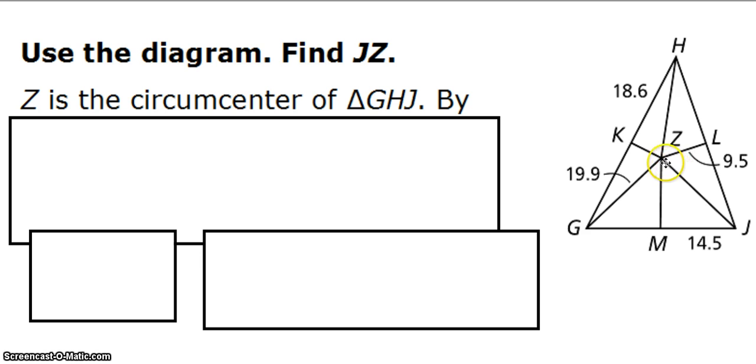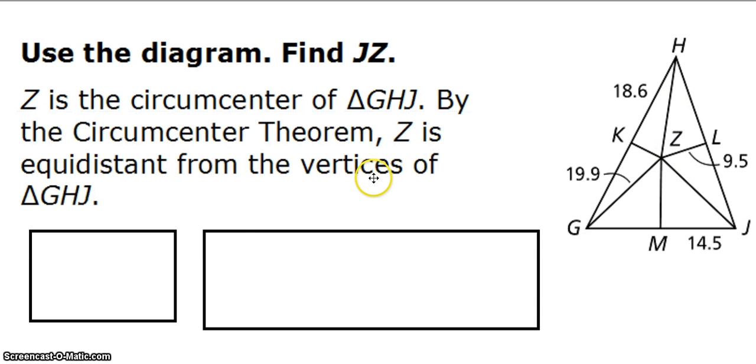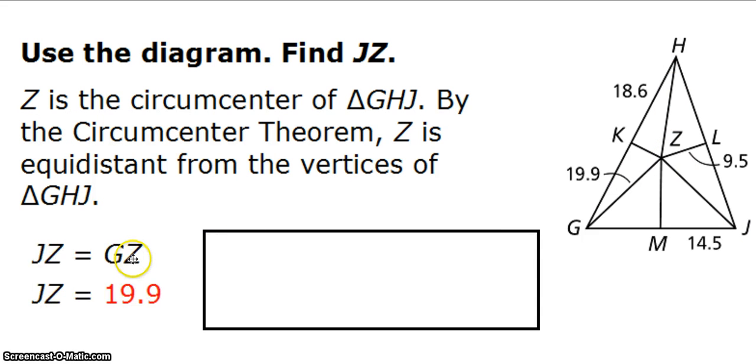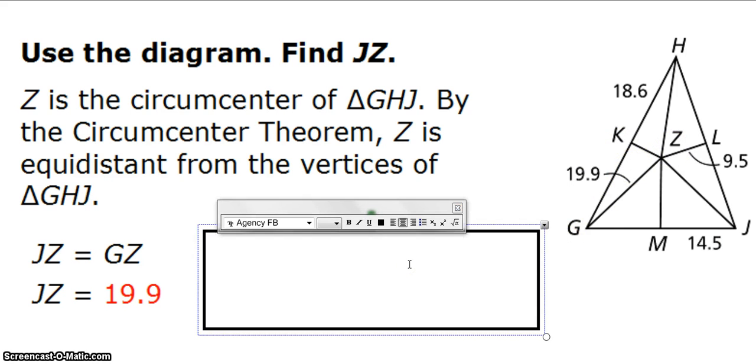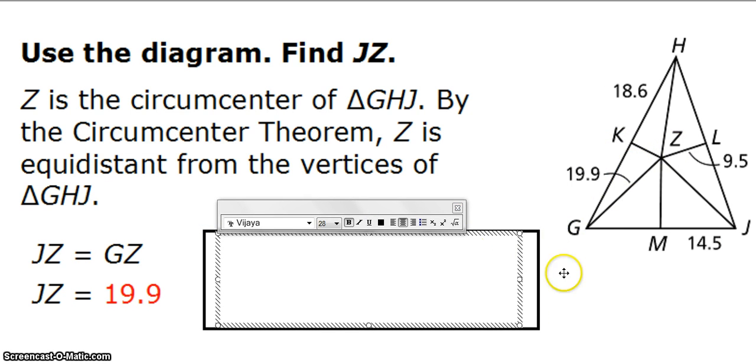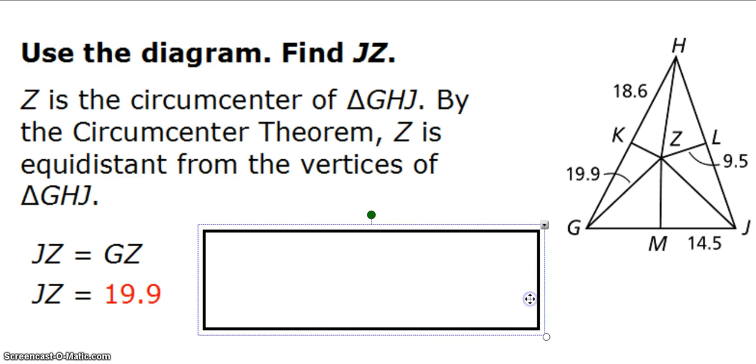So do we know the length of any of these segments? And we do. We know ZG is 19.9. Therefore, we know JZ is 19.9 and HZ is 19.9 as well. Very good. And that's using our circumcenter theorem. JZ is equal to GZ, and so by substitution, GZ is 19.9.